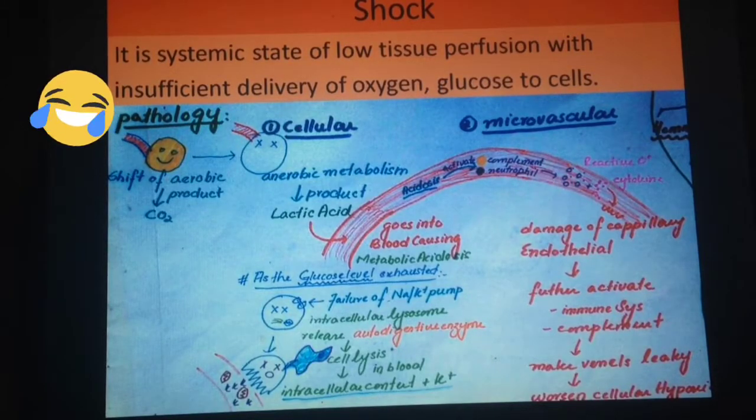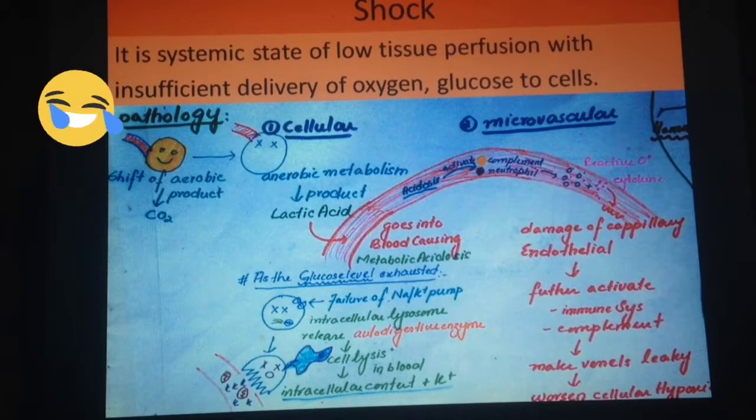This acidic phenomenon activates a lot of things, such as the complement and the neutrophils. The neutrophils, when activated, release reactive oxygen species as well as cytokines. These cytokines act on the endothelium of the blood vessels, making it leaky, due to which the plasma present in the blood starts to leak out from the circulation into the tissue, which results in worsening of the cellular hypoxia.